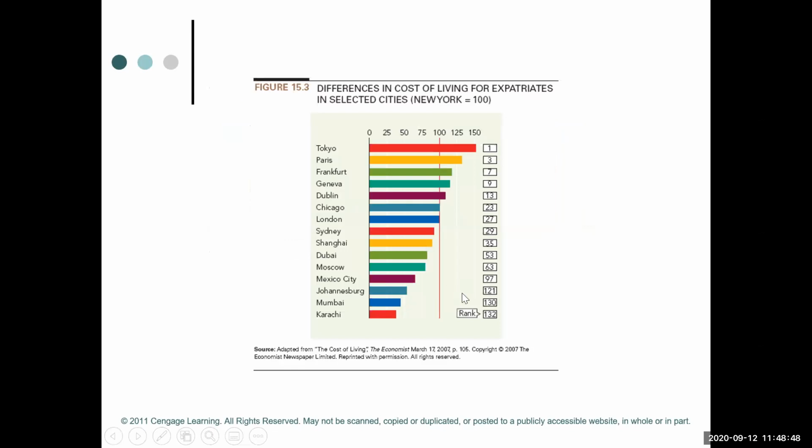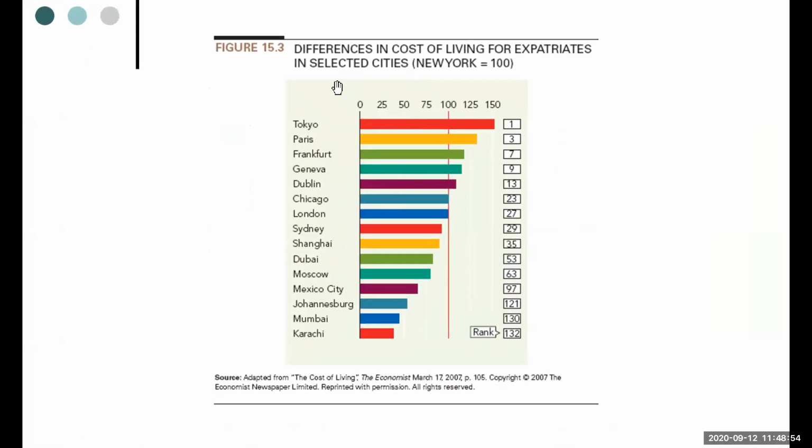So yeah, we talked about the Big Mac Index, and I think here they have tried to represent it in a different way, where they have taken New York as the base, so that is 100, and against that they have said, okay, what is the relative ranking? So if New York is 100, Tokyo is 150, which means it's more costly. Mumbai is almost half, less than half.